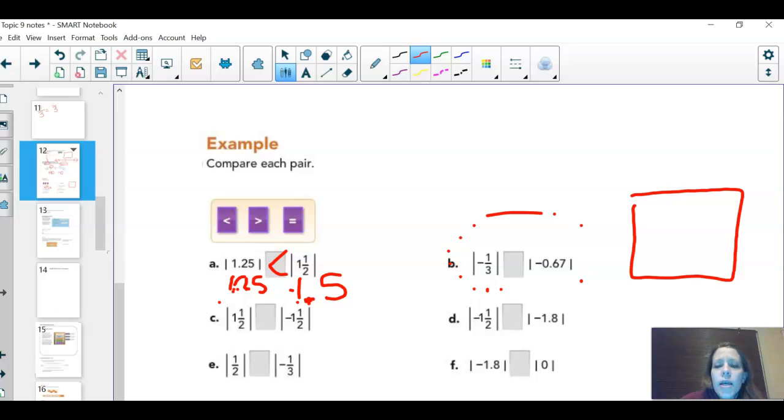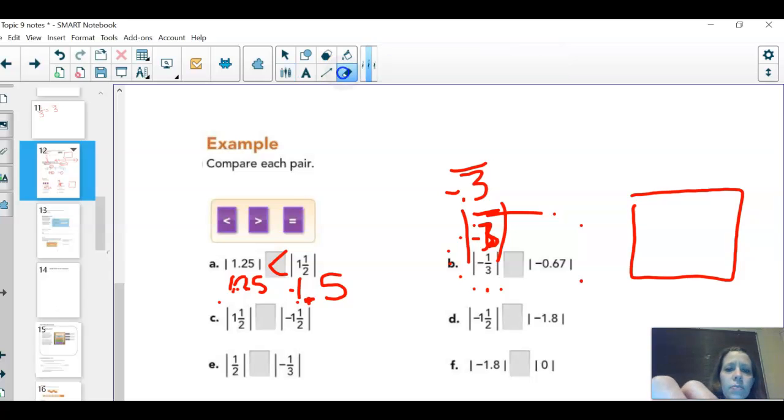Okay, let's go ahead and check it. So I have absolute value of -1/3. Well, -1/3 is -0.3 repeating, but I want absolute value. So that leaves me with 0.3 repeating. I'm sorry, not negative, because it's absolute value.